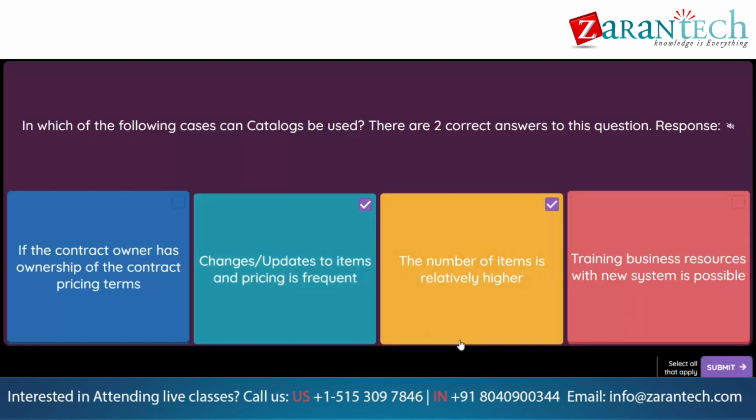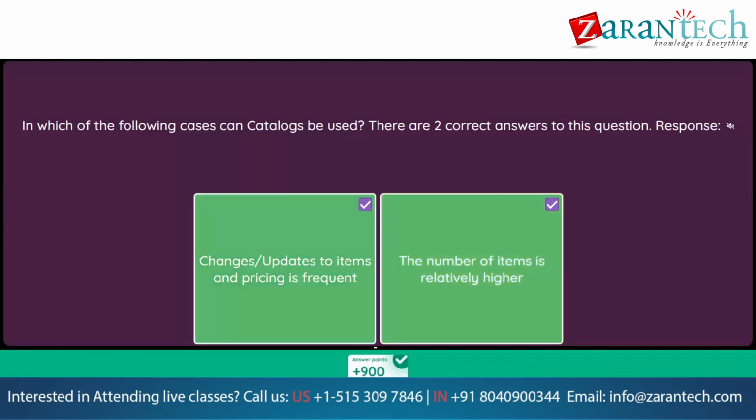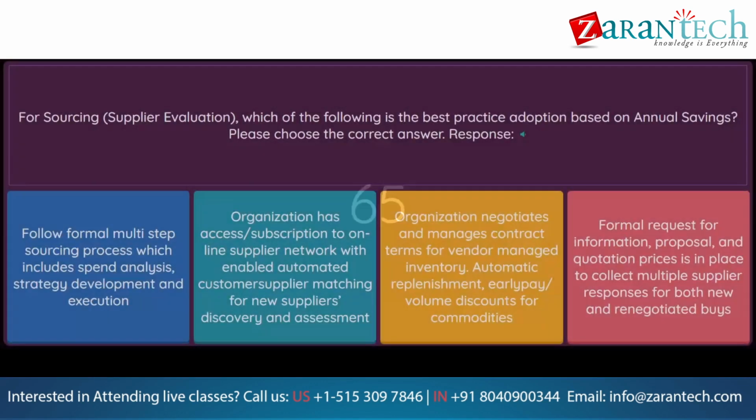Question: for sourcing, supplier evaluation, which of the following is the best practice adoption based on annual savings? Please choose the correct answer. Response: Option 1, follow formal multi-step sourcing process which includes spend analysis, strategy development, and execution.